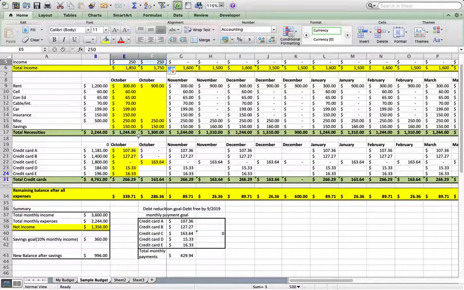So, it's very important to get a hold of your finances, to be responsible for your money. No one's going to manage it for you. Get a budget. I'm giving you a sample here.